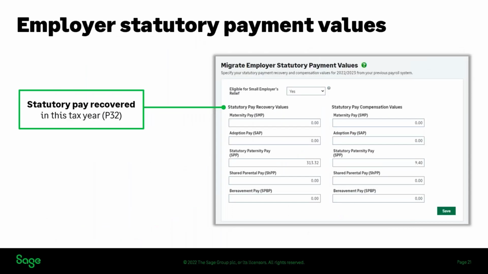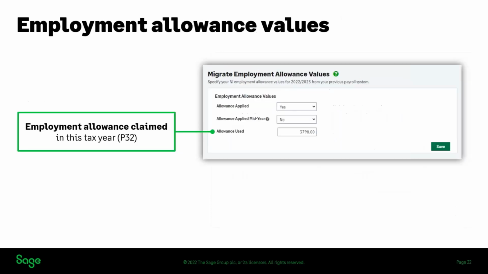And then for the employer payment values, which was part of the checklist, you would run a P32 report in your previous software, which will show you statutory pay recovered if applicable, and also employment allowance claimed. And I'm going to show you where you enter that information in the next demo.